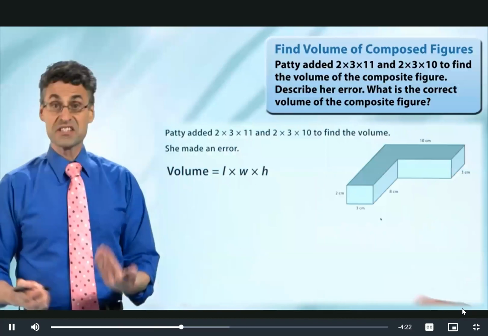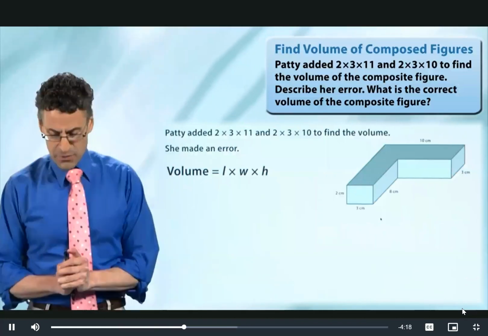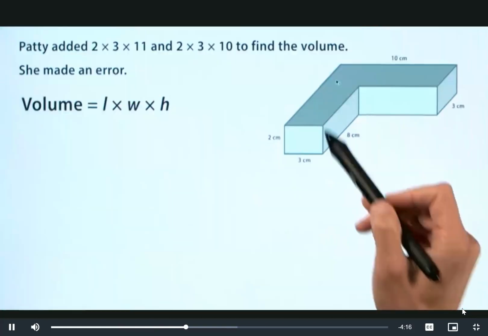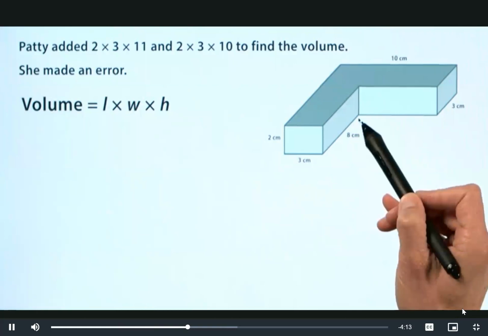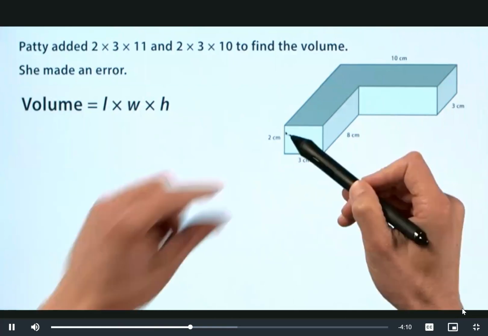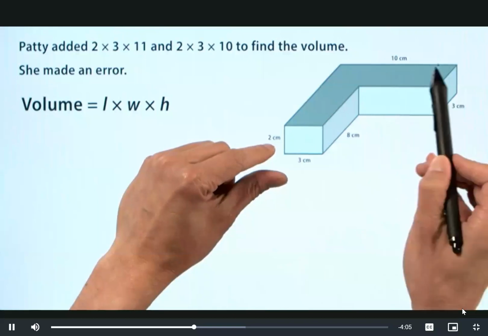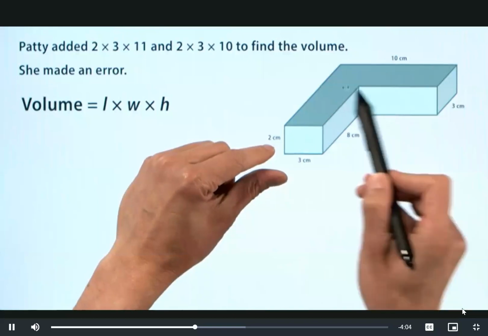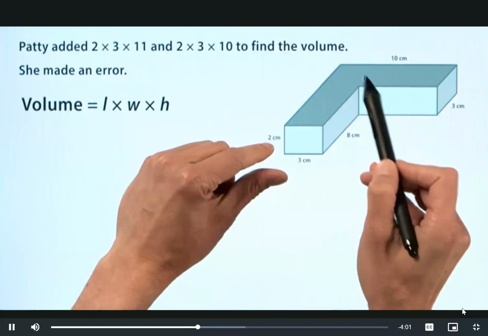So this actually sounds really, really good. The problem that she made was this little area right in here. When she was clever enough to take the 8 and add the 3 to get the 11, she found the volume all the way to here. But then she found the volume all the way out to here. Do you see she kind of double counted over here, the volume? So her answer is actually a little too big.